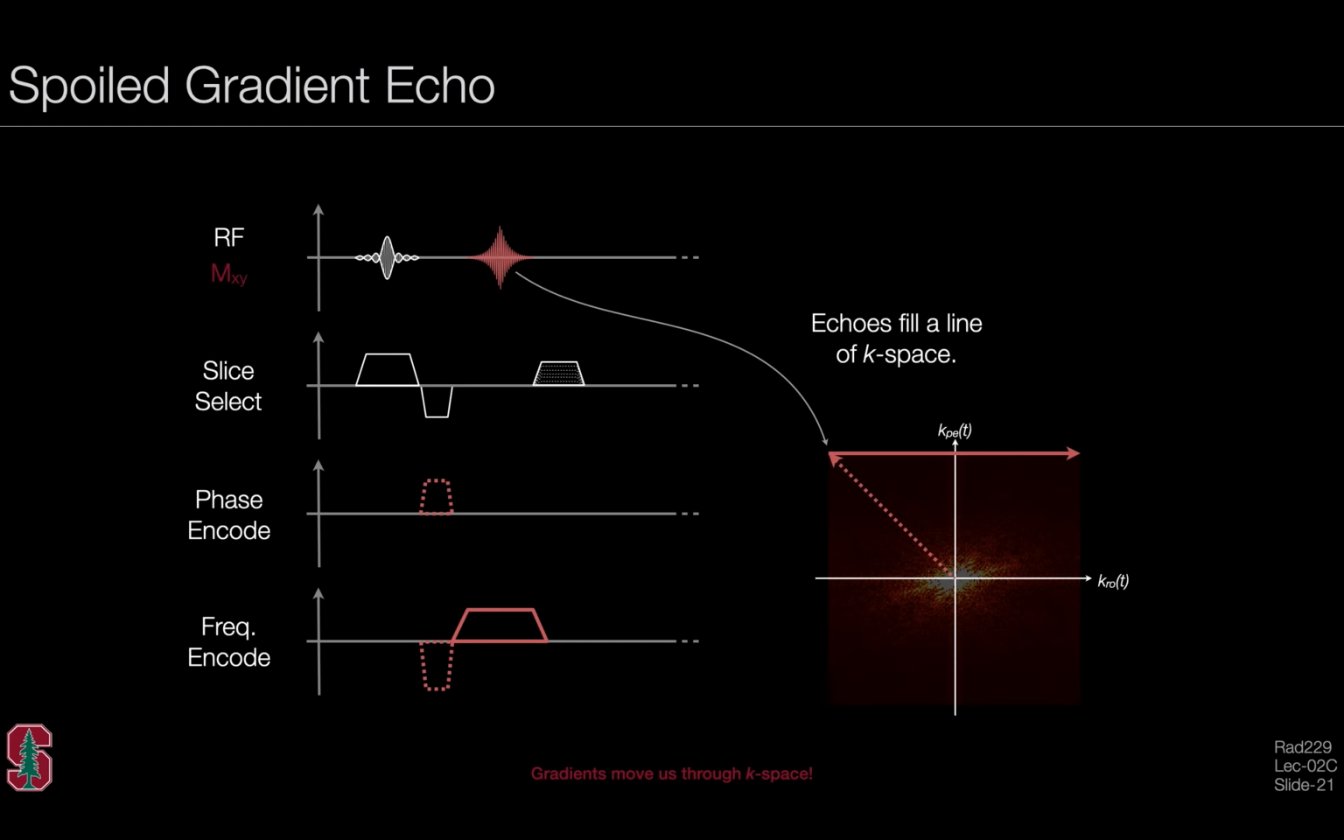And each echo, of course, fills a line of k-space. The amplitude of the echo for the gradient echo sequence is shown here, something that will be developed later. And this is essentially just the magnitude of the transverse magnetization at the time of acquisition. So let's look at some other echoes that we could acquire.